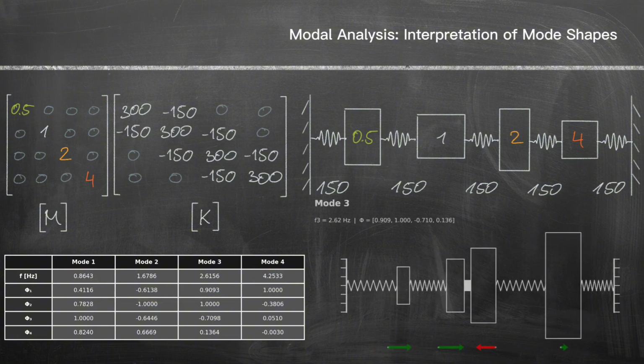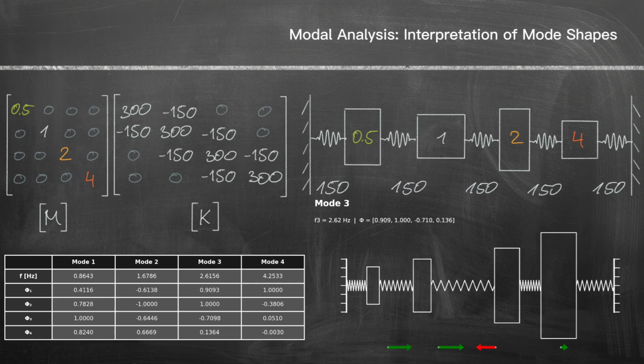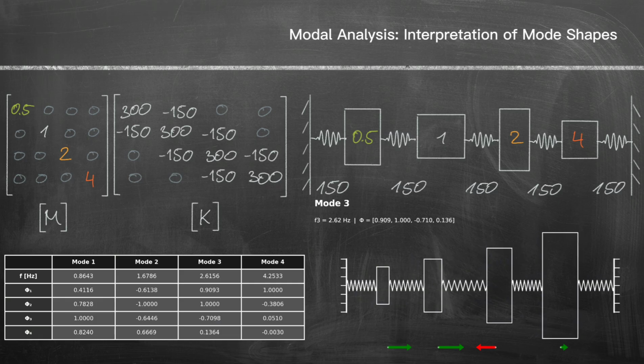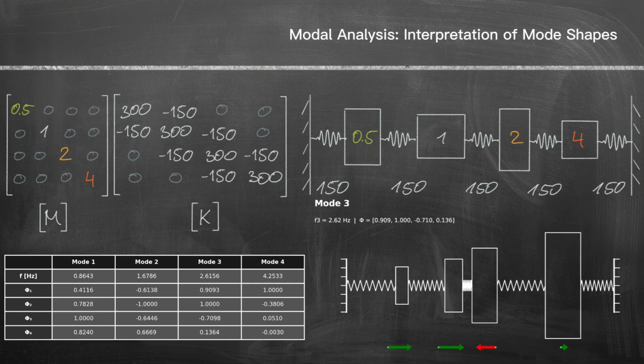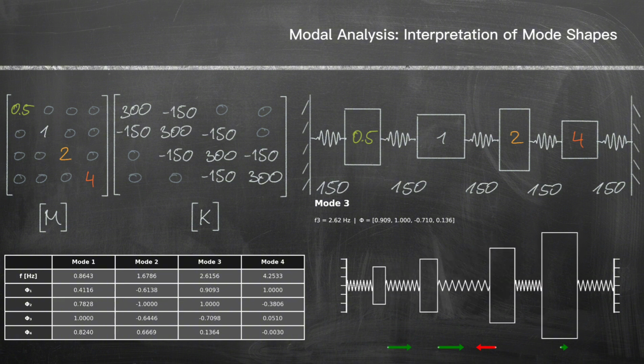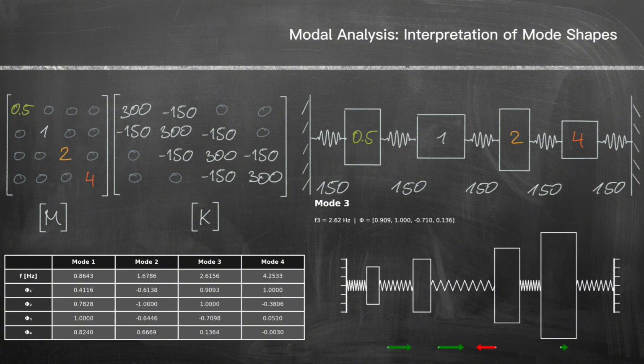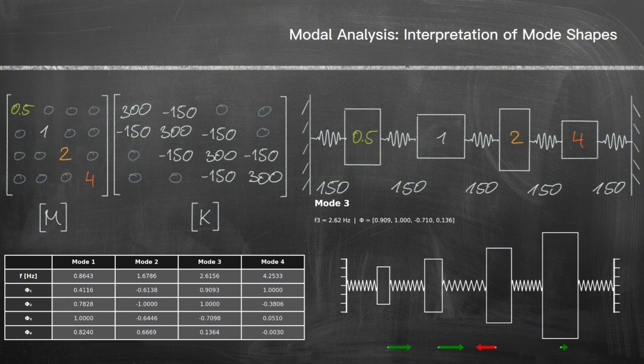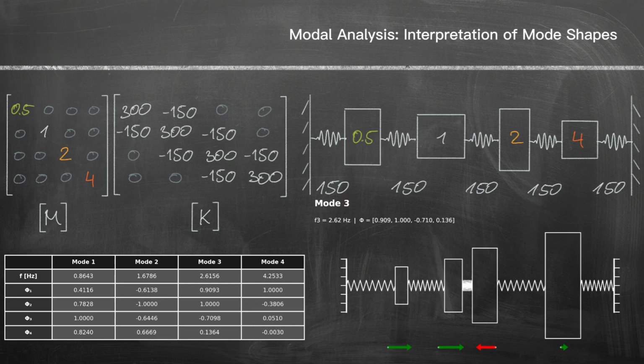Visually, the mass with the largest amplitudes usually determines the frequency level of that mode. Mathematically, this dominance reflects the balance between corresponding diagonal entries in M and K.